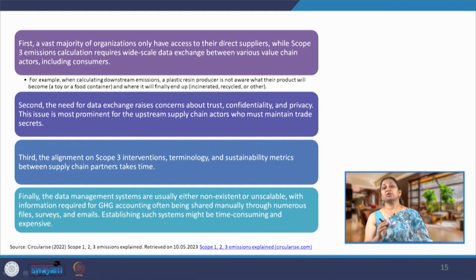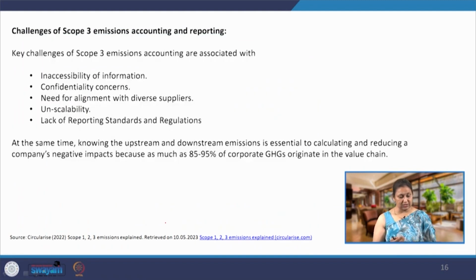So, data management itself could be a challenge: from where all the data is coming, how the data is getting assimilated, where the emissions are going to accrue and to whom and in what percentage. So, that data management itself could be a very big challenge. If we look at most of the challenges, we will see that scope 1 and 2 are still easier to do and understand, while scope 3 would require some more time for the industry to grow and develop in this direction of accounting and also reporting the GHG emissions.